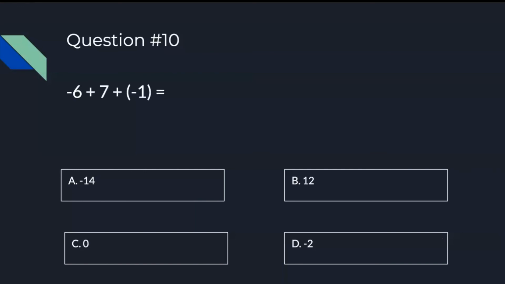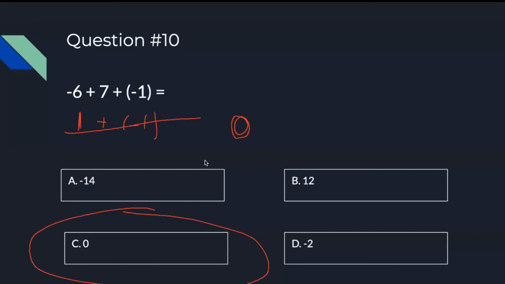1, 2, 3. And time, right? So for this one, -6 plus 7, right? So you have to think 7 is a bit bigger than 6, so this should be positive, right? So we should get a +1 here. -6 plus 7, and then plus -1. 1 plus -1, that just cancel each other out, and you get a 0 here, right? So that should be C, 0. So negative numbers are tricky, but you just have to do more practice, right?